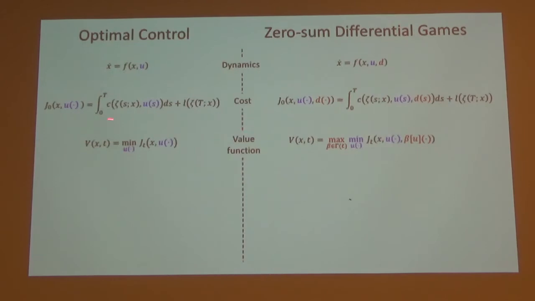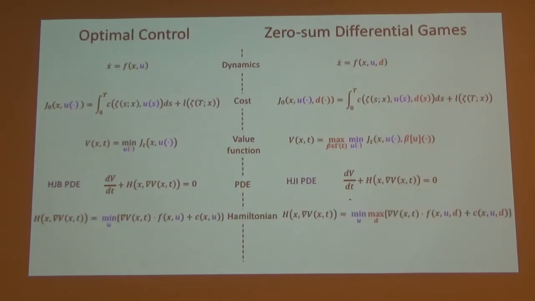And once we do that, we can define the value function, which in both cases we can compute by solving a PDE. In the case of optimal control, that's called Hamilton-Jacobi PDE. In the case of zero-sum differential games, that's called Hamilton-Jacobi-Isaacs PDE. Here, the only difference is that this term only has a single optimization, which is with respect to control. In the case of differential games, of course, there are two agents, so we have to perform two optimizations. One is minimum, the other one is maximum.